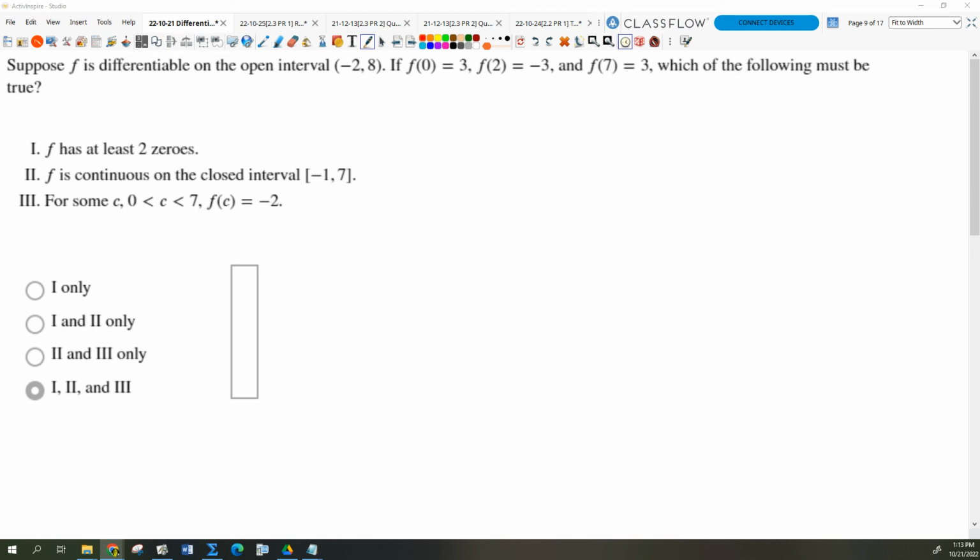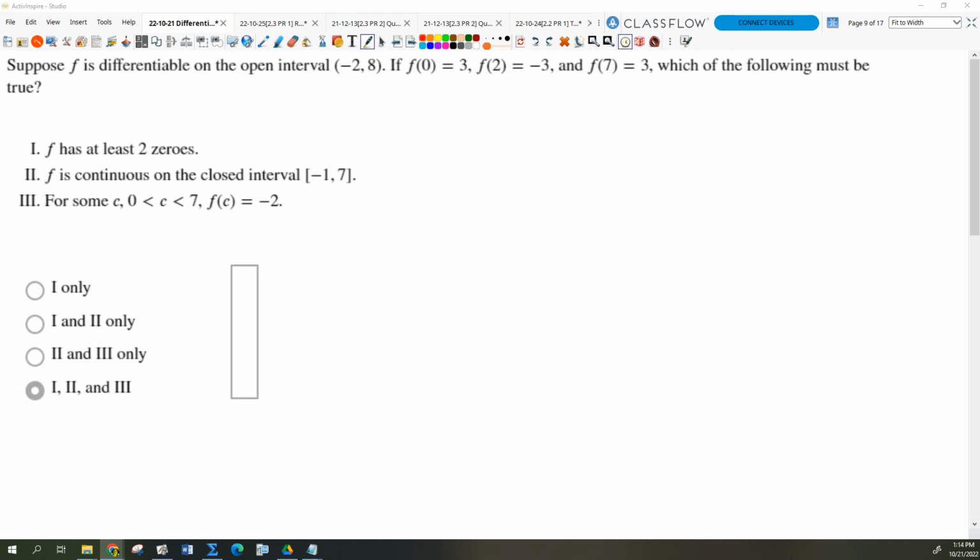Also, if we know that f of 2 is -3 and f of 7 is +3, then it must also pass through 0 between x equals 2 and x equals 7. So you get a total of at least 2 zeros, at least, could be more, but we have at least 2 by IVT. Okay. And then, well, 2 is given, right? If it's continuous on the open interval from -2 to 8, then that means the closed interval from -1 to 7 is a subinterval of that larger interval. So that has to be true, okay?